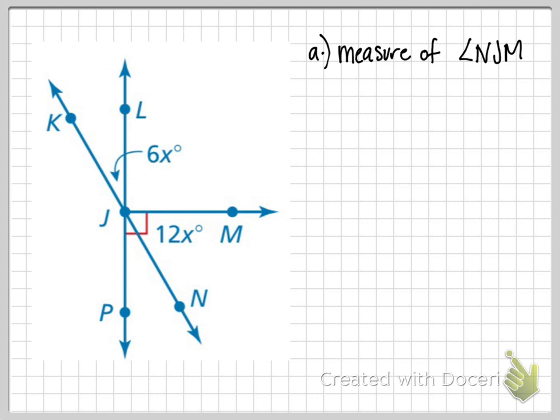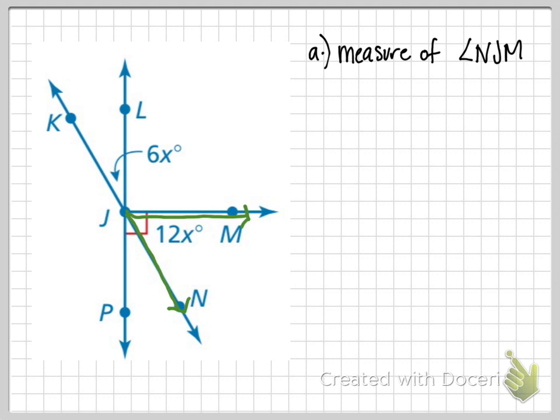Okay. Number 1, it says find the measure of angle NJM. So let's first find where that angle is. So right here, NJM. All right. Well, we know it's 12x, but that's not going to help us. How are we going to figure out the actual measure of NJM?